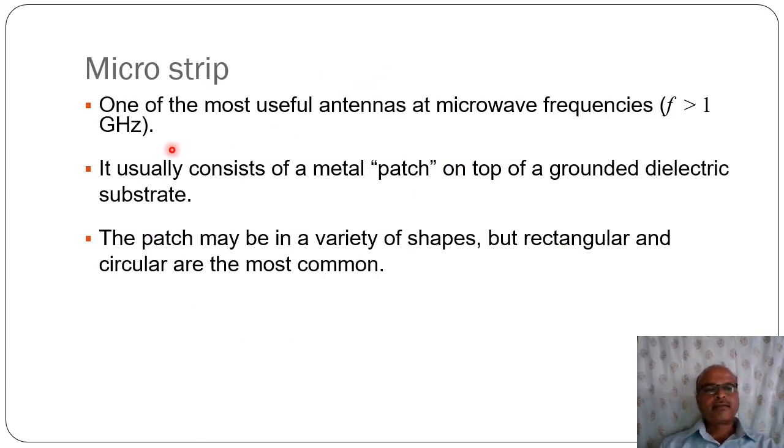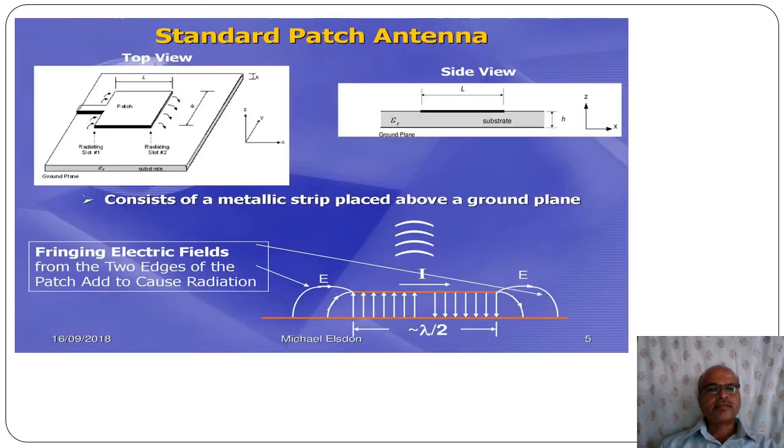Microstrip is one of the most useful antennas at microwave frequencies. It usually consists of a metal patch, as previously mentioned, on top of a grounded dielectric substrate. The patch may be in a variety of shapes, but rectangular and circular are most common, as previously mentioned. So this is the standard patch antenna, and in that we have to study the working of the microstrip patch antenna.